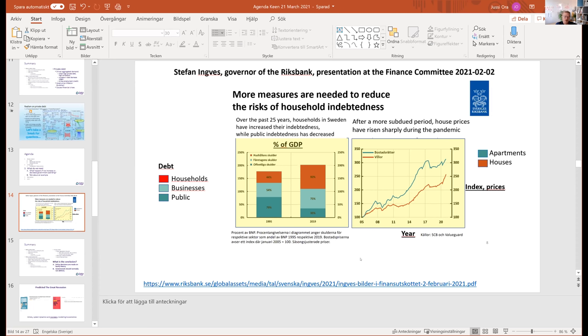So is this exactly what you said in Minsky? Yes, because the public debt decreases quite a lot, by more than half, and it's doubled on the other side. And the funny thing, or encouraging, I would say, is that he says that over the past 25 years, households in Sweden have increased their indebtedness while public indebtedness has decreased. So apparently he thinks there is a connection.